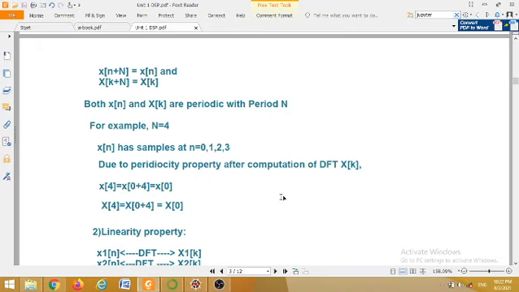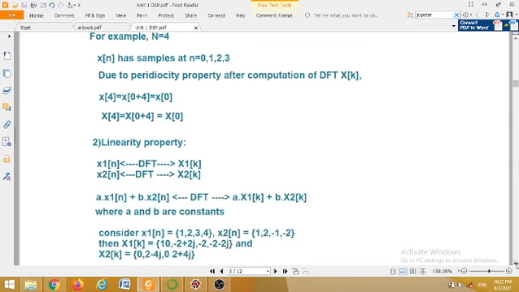Similarly, we can also substitute for the negative side. So this is the periodicity property. The periodicity property states that x of n plus N equals x of n, and X of k plus N is also equal to X of k. So periodically it keeps repeating.